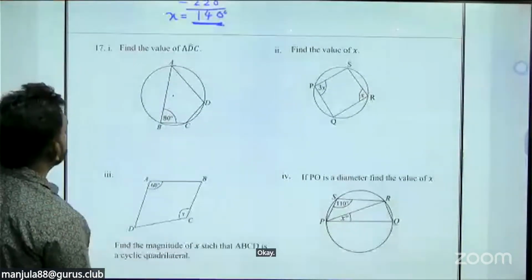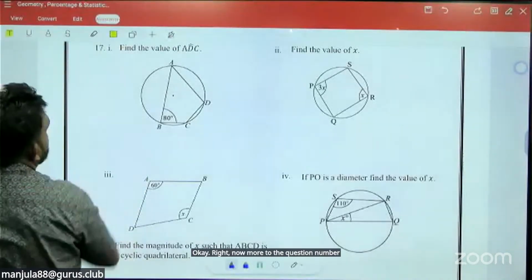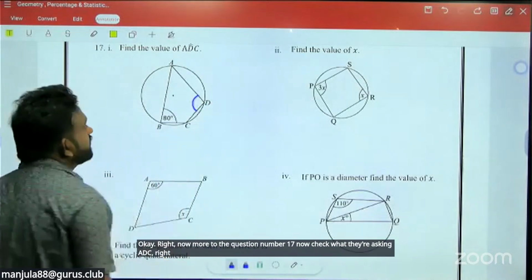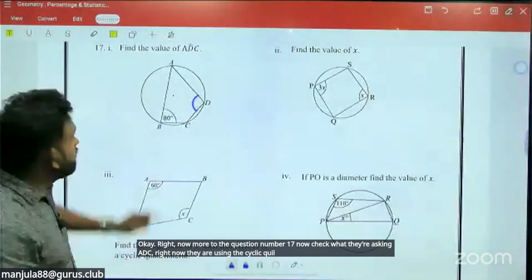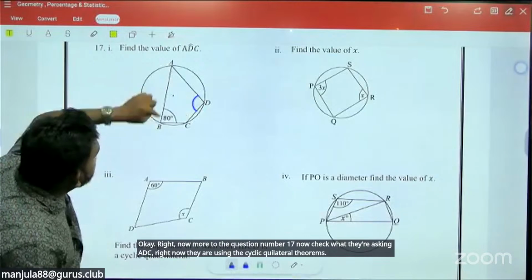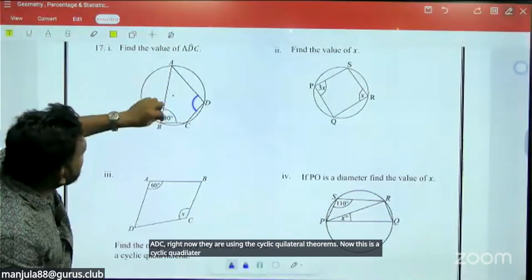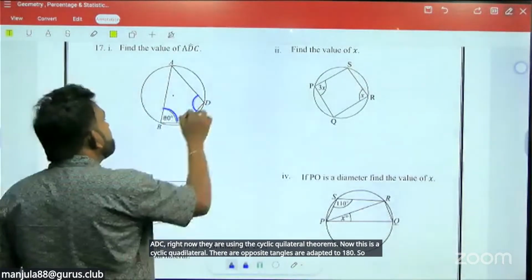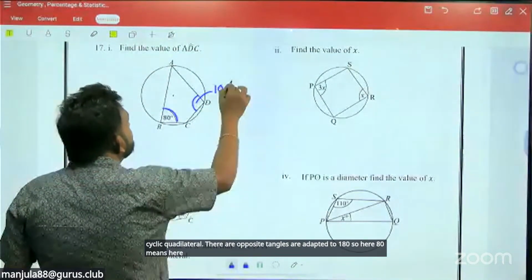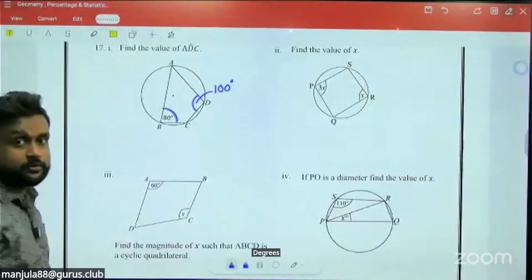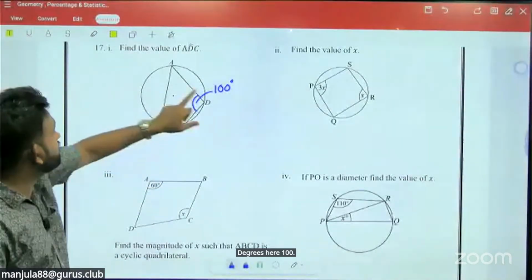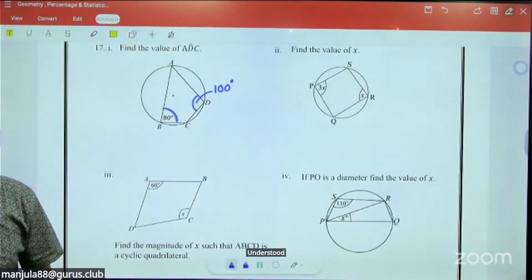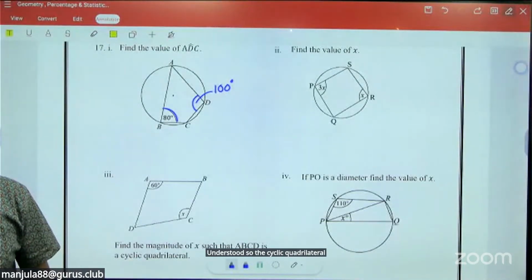Right, now move to question number 17. Now check what they're asking. ADC, right? Now they are using the cyclic quadrilateral theorems. Now this is a cyclic quadrilateral. Their opposite angles add up to 180. So here 80 means here 100 degrees. Understood? So the cyclic quadrilateral theorem is applied.